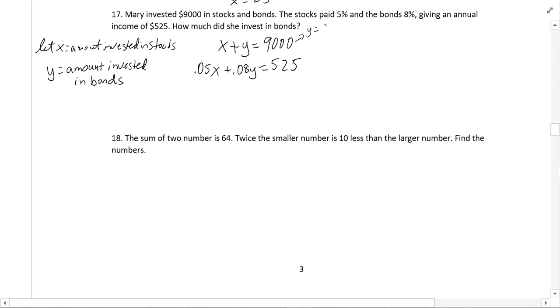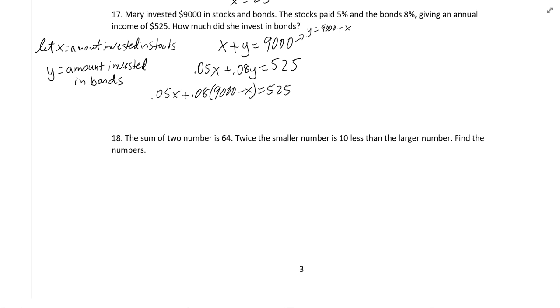So I get Y equals 9,000 minus X. And I'm going to take that and plug it into the second equation. So that's going to look like this: 0.05x plus 0.08 times (9,000 minus x) equals 525. Now I need to go ahead and distribute. When I distribute, I get 0.05x plus 720 minus 0.08x equals 525.